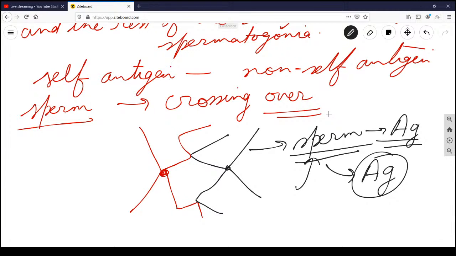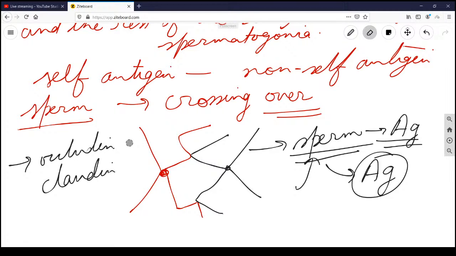Therefore, the seminiferous tubules are completely guarded, completely sealed by the tight junctions produced by the processes of Sertoli cells. Tight junctions are produced by proteins like occludin and claudin.